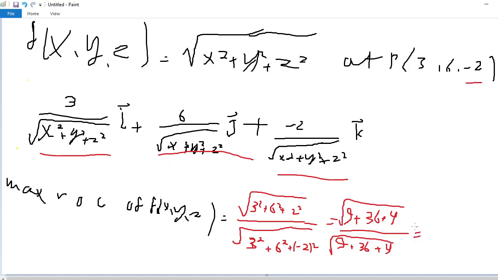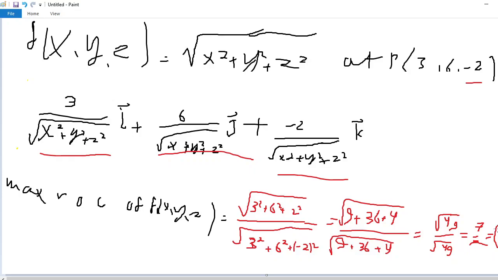So here 36 plus 4 is 40, plus 9 is the square root of 49, and also here the square root of 49. So it's going to be 7 over 7. So the maximum rate of change is going to be 1. So this is the max.